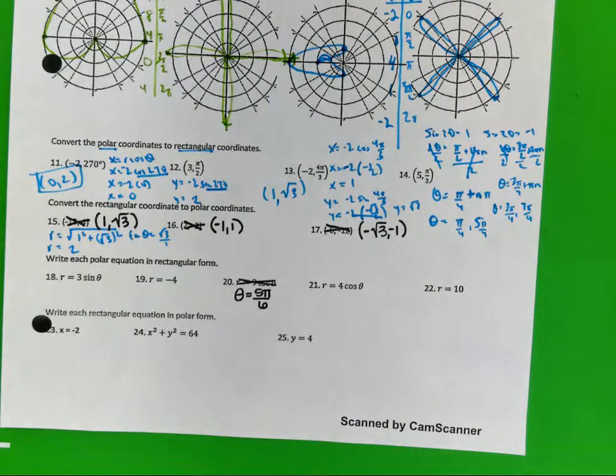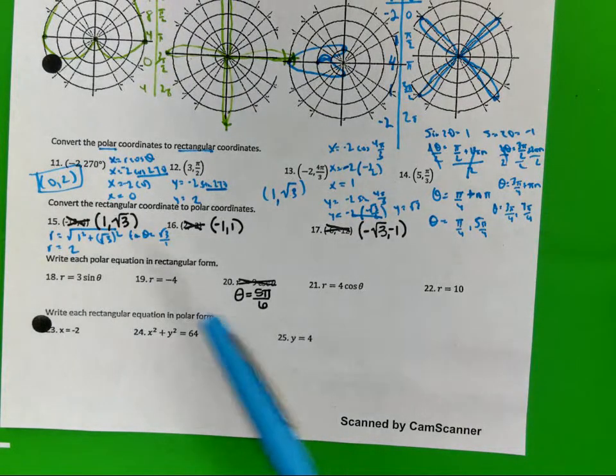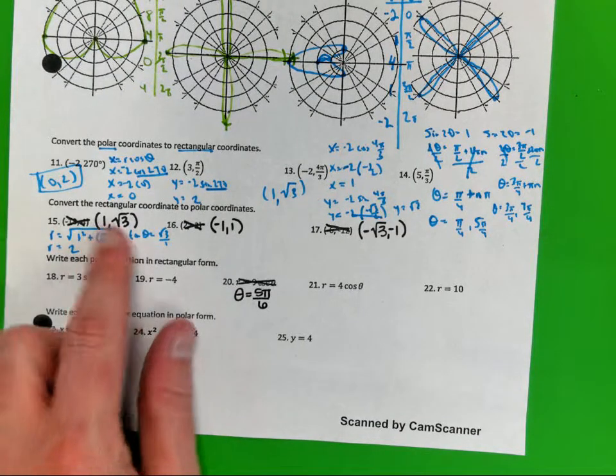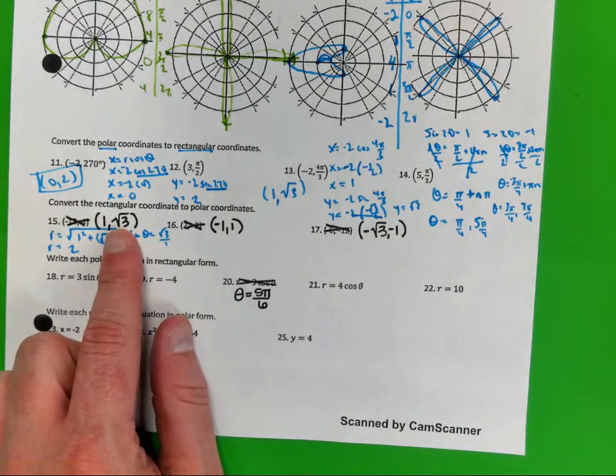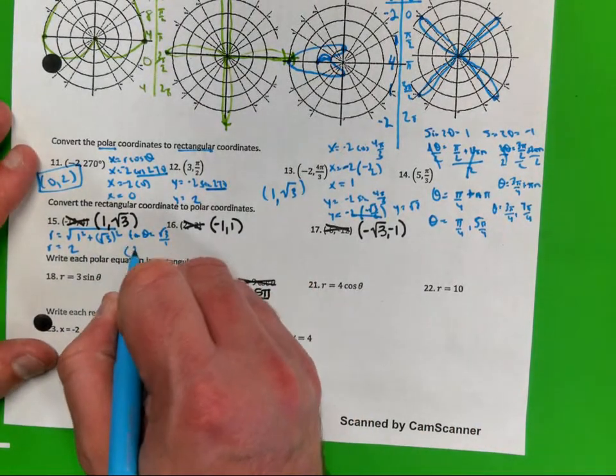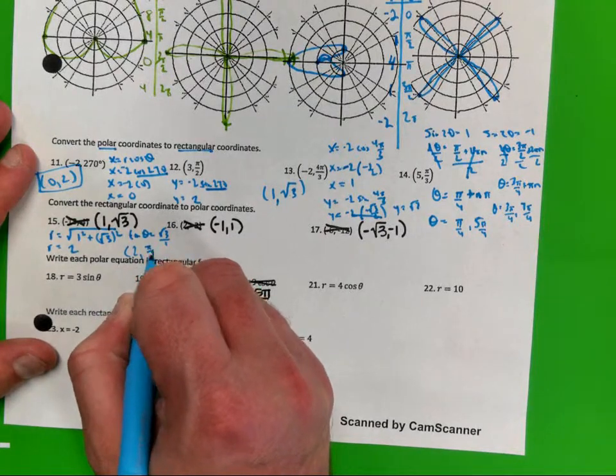Now, pi over 3. Let's look back at our original. What quadrant would that be graphed in? 1. So what pi over 3 family member is in quad 1? So your answer is 2, comma, pi over 3.